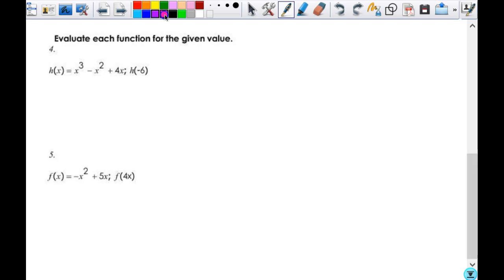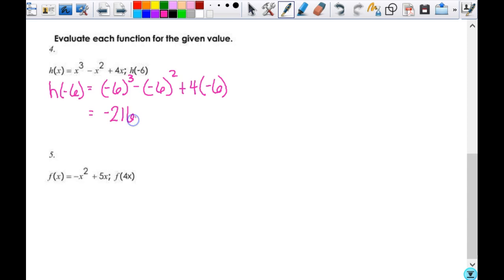All right, so now it says evaluate each function for the given value. So we are just substituting this in. Basically, I want h of -6. So first step is for me to substitute it in, -6 cubed minus, oops, so I have to put x, minus -6 squared plus 4 times -6. So -6 cubed is going to be a -216.